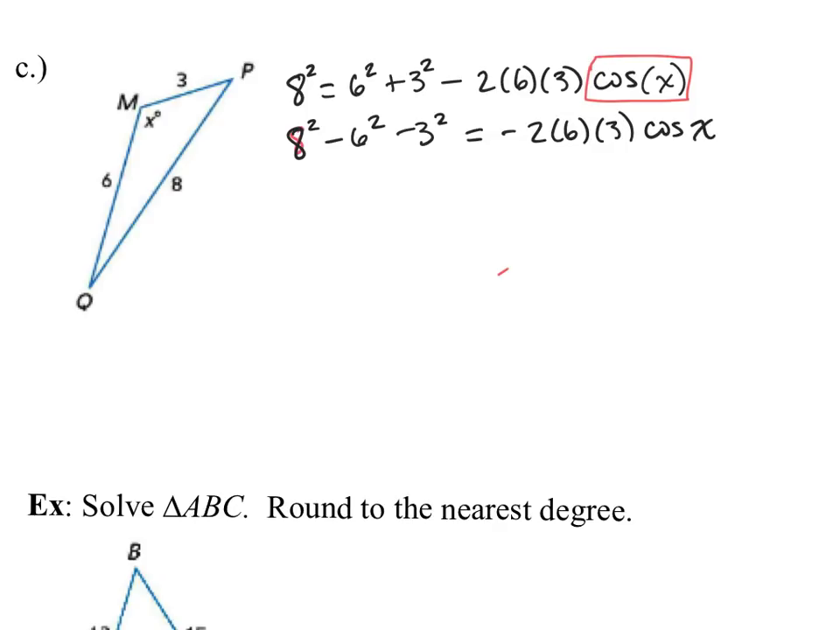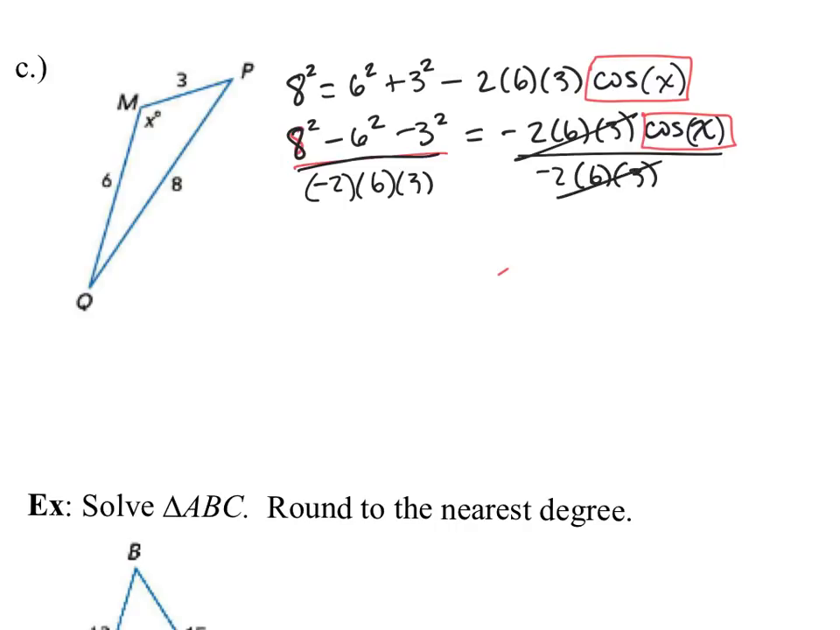Now remember, let me put parentheses around that x. Remember, we're trying to get this cosine of x isolated. You'll notice that cosine of x is being multiplied by negative 2 times 6 times 3. So let's divide both sides by negative 2 times 6 times 3. Okay, so all that will cancel on the right. And so what we would have is 8 squared minus 6 squared minus 3 squared divided by negative 2 times 6 times 3. And that is all equal to the cosine of an x degree angle.